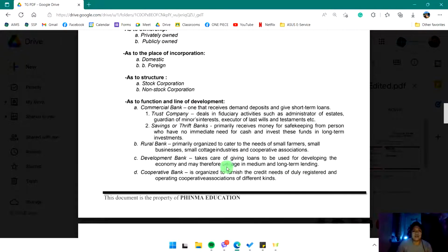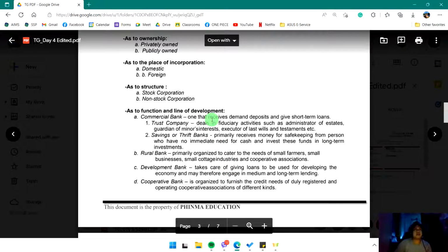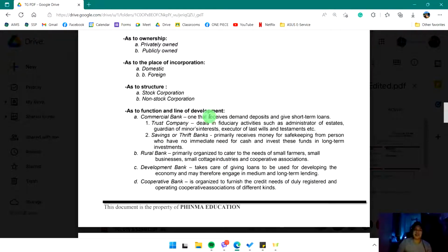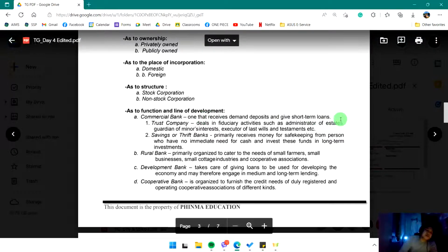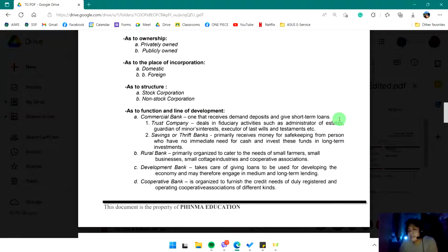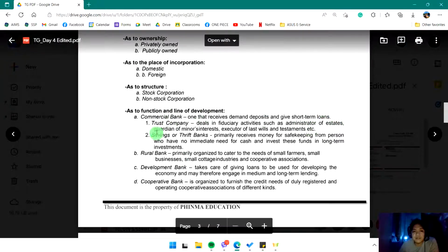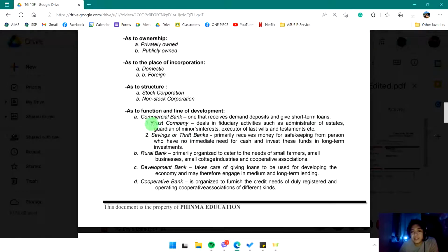As to the function and line of development, ito yung mga pinag-usapan natin before, na types of banks according to the function, according to their responsibilities. We talk about commercial banks, sabi natin dito, they are the ones who are focused on the deposits ng pera natin and give short-term loans. So mainly, ito yung mga savings natin, mga saving banks natin. We have here different kinds of commercial bank. We have the trust company and savings or thrift banks.